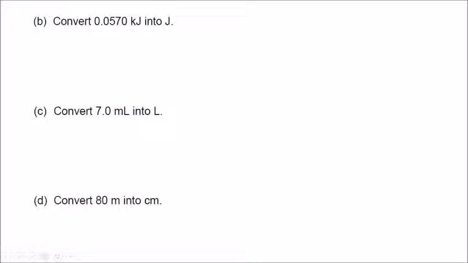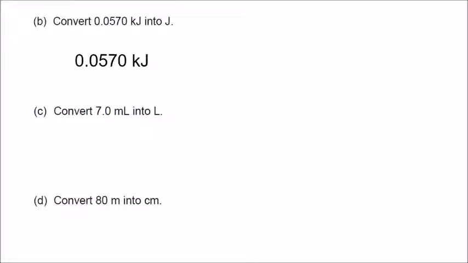So now let's take a look at our first example. Convert 0.0570 kilojoules into joules. So the capital J just means joule. It's a unit of energy. That's not really important that you know that, but the fact that it's a kilojoule versus a joule, we know that the metric prefix kilo means 1,000 times the base unit. So we start with our number, 0.0570 kilojoules.